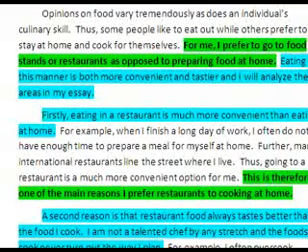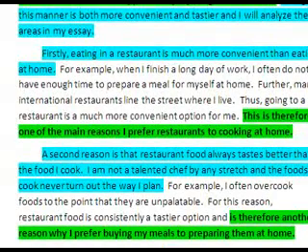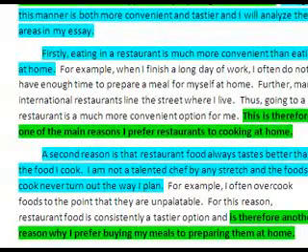The first sentence in the supporting paragraph reads, "Firstly, eating at a restaurant is much more convenient than eating at home." I marked this in blue because this links back to the outline sentence. For example, when I finish a long day of work, I often do not have enough time to prepare a meal for myself at home. Further, many international restaurants line the street where I live. Thus, going to a restaurant is a much more convenient option for me. This is therefore one of the main reasons I prefer restaurants to cooking at home. So as you can see, I've even included some of the words from the thesis in this sentence in green, linking back to the thesis.